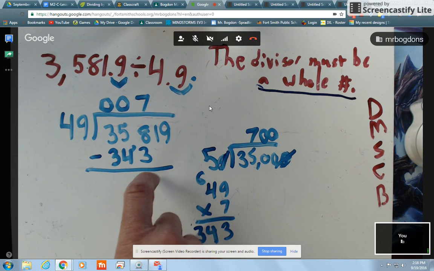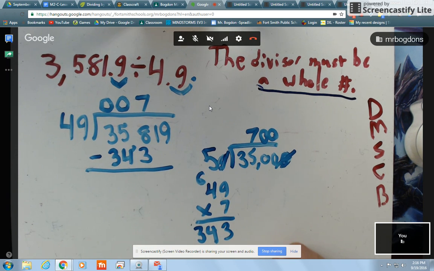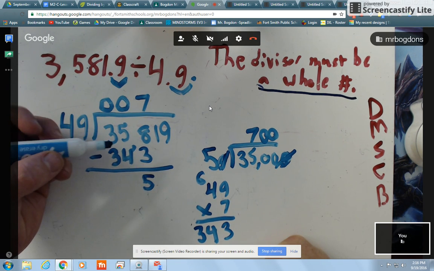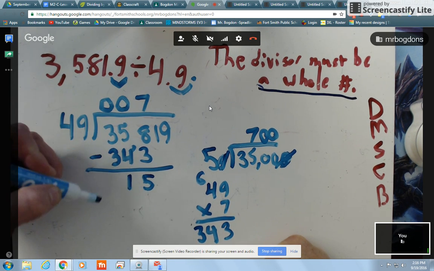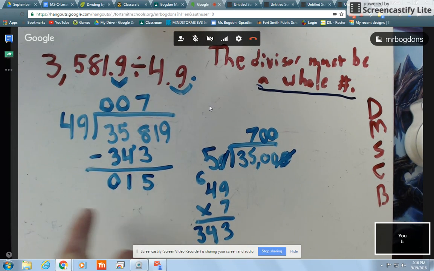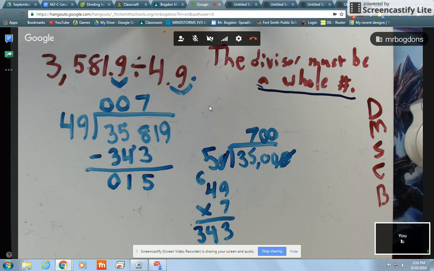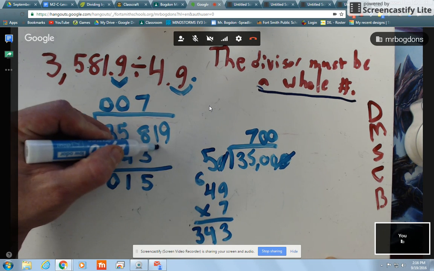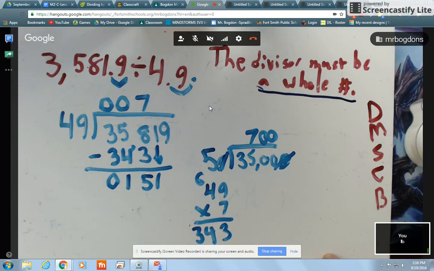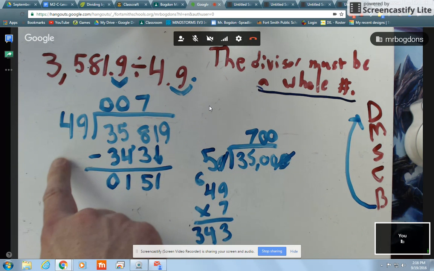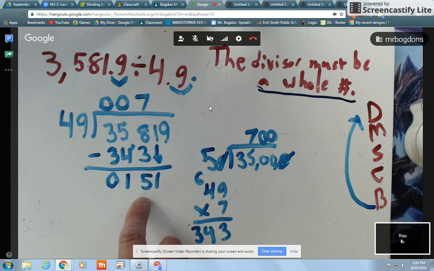Check. 8 minus 3? 5. 5 minus 4? 1. 3 minus 3? 0. Okay. Is my answer smaller than my divisor? Yes. All right, so what's the last step? All right, life is like a circle. Go back up. Now I need to ask myself, how many times will 49 go into 151?